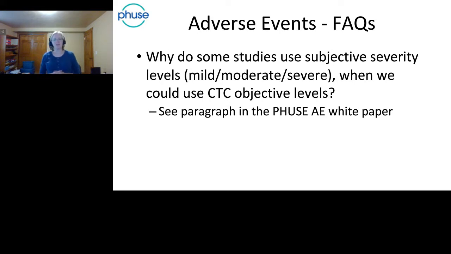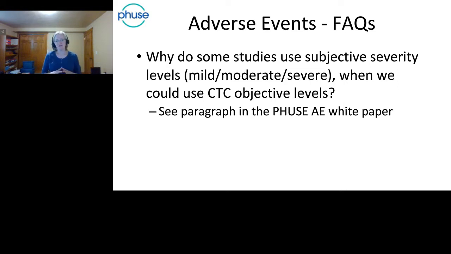Another frequently asked question is, why do some studies use subjective severity levels, like mild, moderate, severe, when we can use the CTC objective levels? It's our understanding that it's quite common to use CTC severity levels for, say, oncology studies or other populations that are somewhat severe. But a lot of studies don't do that. They just have subjective mild, moderate, severe.